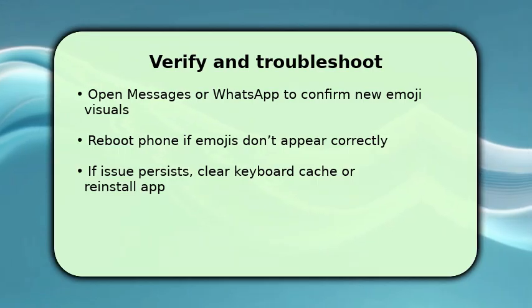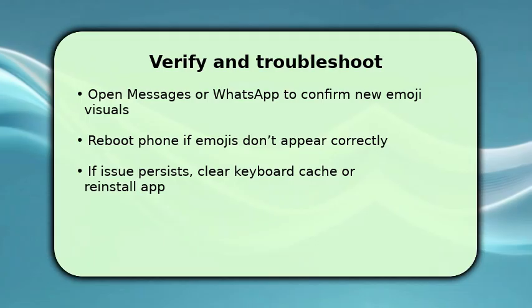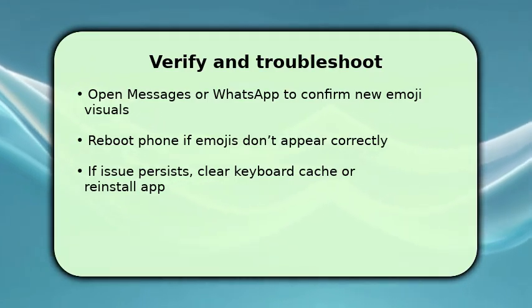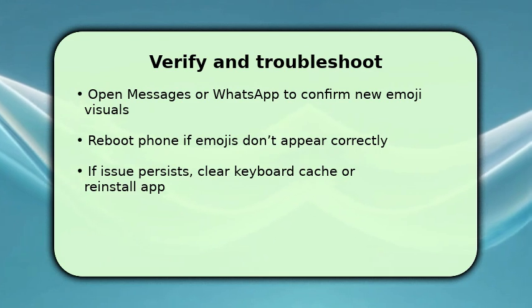If system emojis still override third-party options, you may need a firmware update from Oppo. Check Settings, System Updates. Keep a backup and avoid flashing packages that aren't official to prevent bricking.